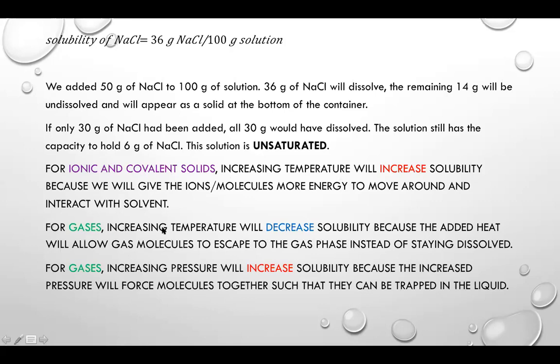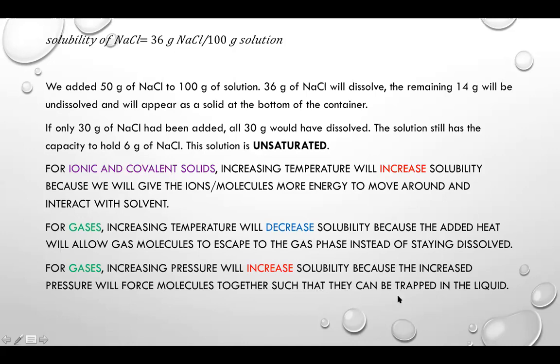For gases, if you increase the temperature, it will decrease the solubility because the added heat will allow gas molecules to escape to the gas phase instead of staying dissolved. So in order to go from a liquid to a gas, we need to heat up a solution. And this happens like when you boil water on the stove, you'll see steam. So if you increase the temperature, you'll actually have more of that transition from the liquid to the gas phase, and that decreases solubility.